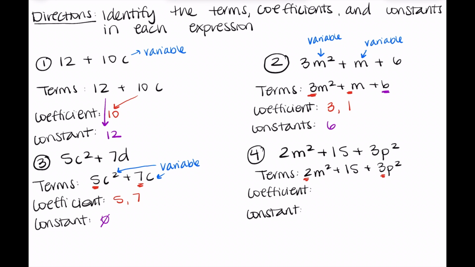So when we want to find our coefficients, we're going to look for the number in front of those variables. There is a 2 in front of our m squared and a 3 in front of our p squared, so our coefficients would be 2 and 3. That 15 that's left over in our terms, that is what we would call our constant. And as I've already mentioned, our variables are m squared and p squared. So that wraps up part 1 of our practice section for today. Now we'll get into part 2.